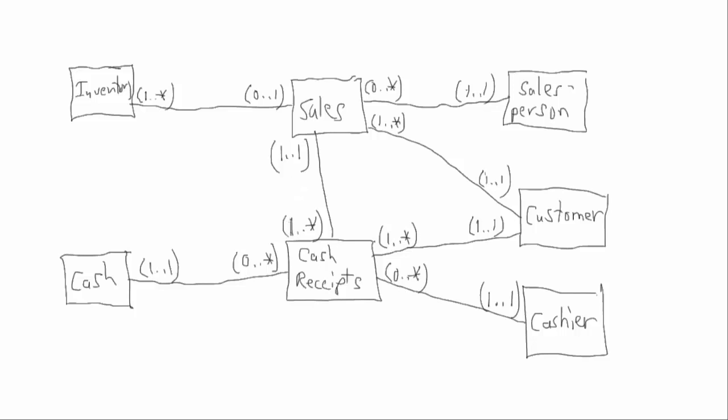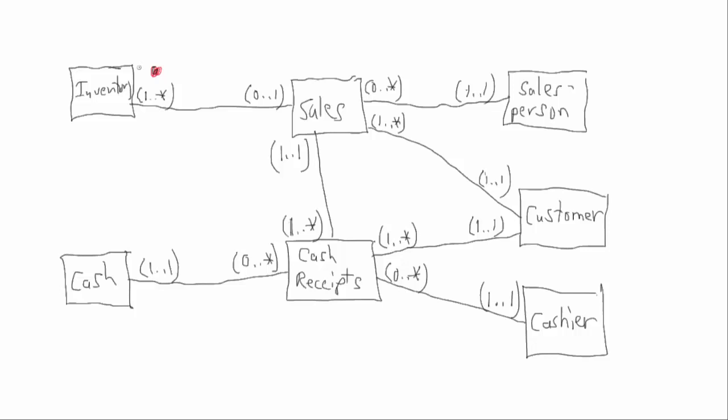Now let's consider the multiplicities we have for each of these association lines. And each of these association lines will become a relationship in the database itself. So let's think about this one here. For inventory, every sale is going to involve at least one item of inventory. So that's the leftmost number in that multiplicity. The asterisk means, well, each sale may sell an infinite or many items of inventory.